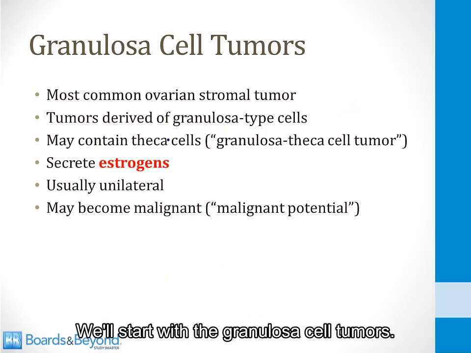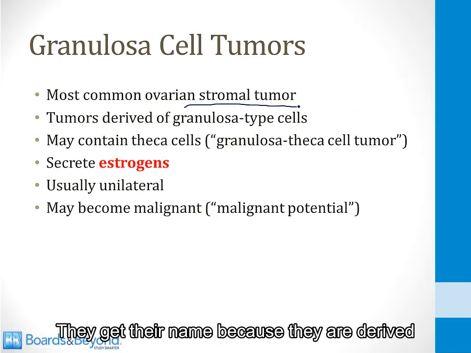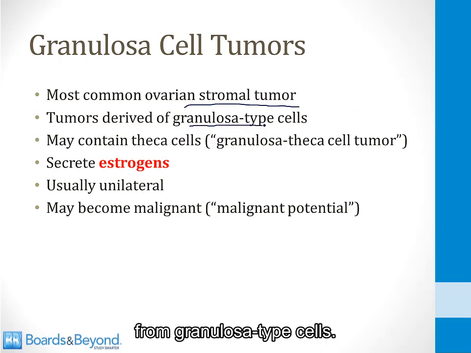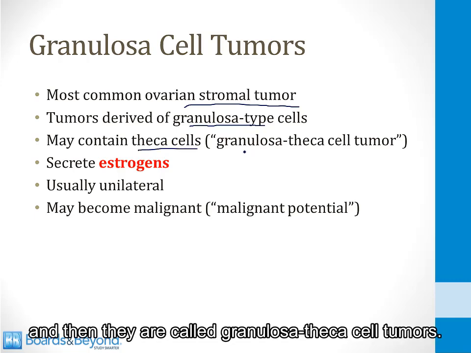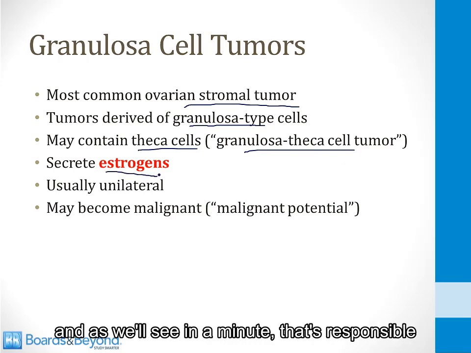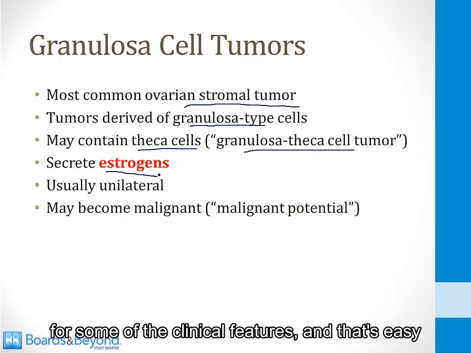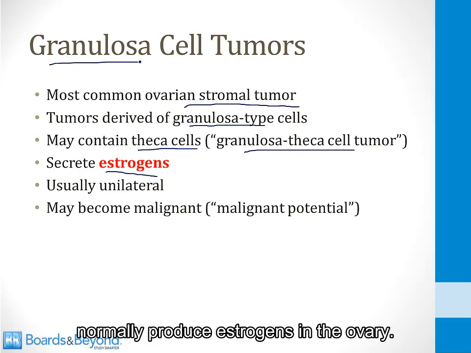We'll start with the granulosa cell tumors. These are the most common ovarian stromal tumor. They get their name because they are derived from granulosa-type cells. They sometimes also contain theca cells, and then they are called granulosa theca cell tumors. And importantly, these tumors secrete estrogen, and as we'll see in a minute, that's responsible for some of the clinical features. And that's easy to remember if you know that the granulosa cells normally produce estrogens in the ovary.